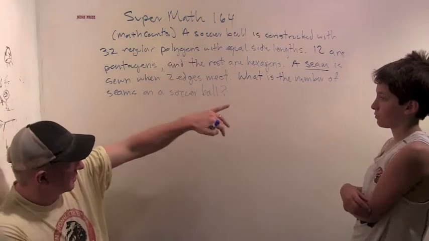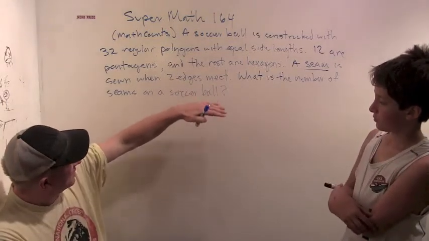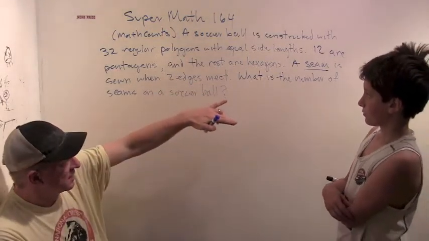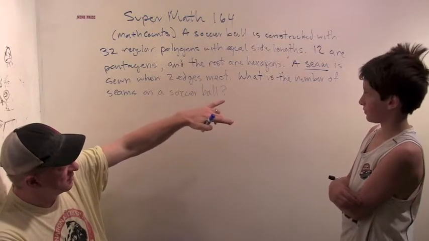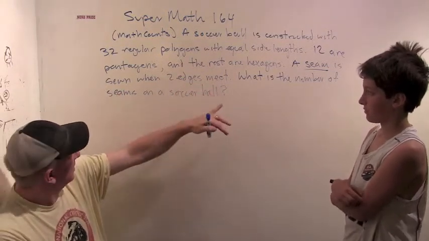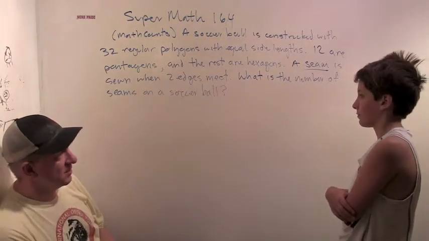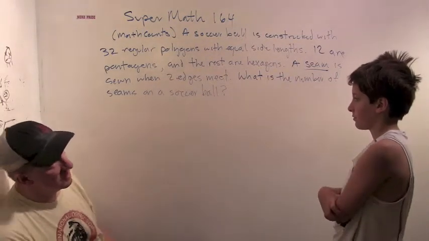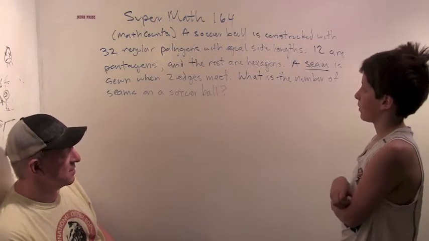And I underlined that seam because that sentence here is really defining the word seam. They could have called it turtle. A turtle is sewn when two edges meet. What's the number of turtles in the soccer ball? So that's just a definition for this problem of what seam is.